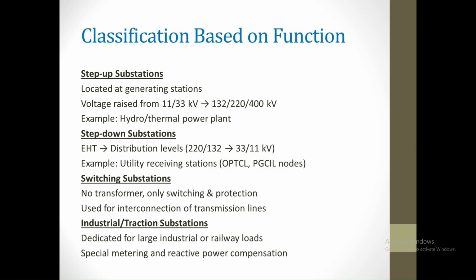Then come the step down substations, wherein again from our transmission network it goes to the distribution level, and that may be 220/132 or 220/33 and 220/132/33 kV, and these are the utility receiving stations. In Odisha we have OPTCL, at the central level we have PGCIL.